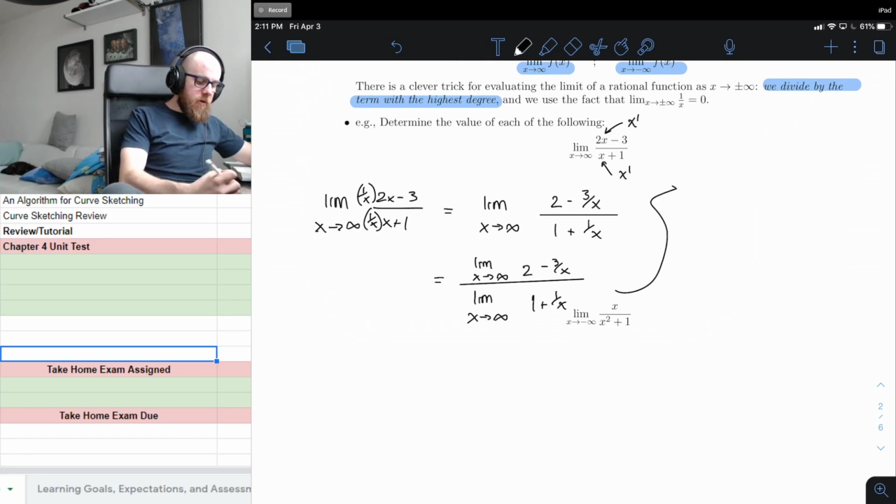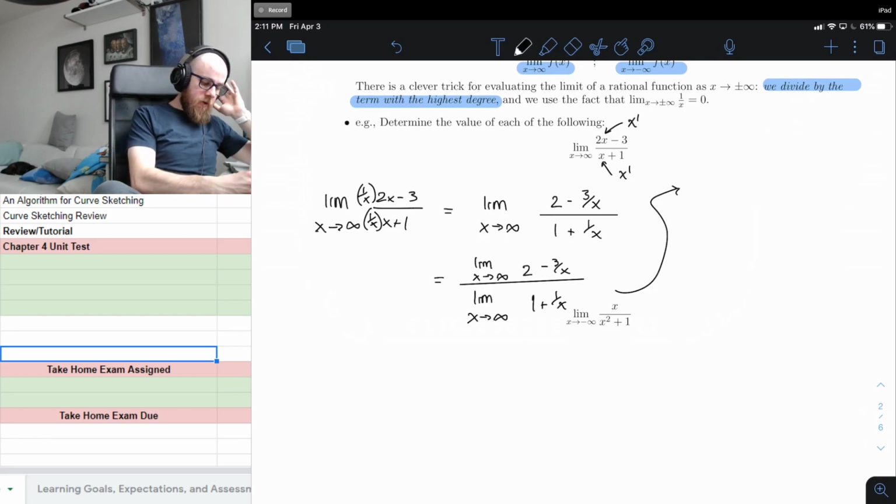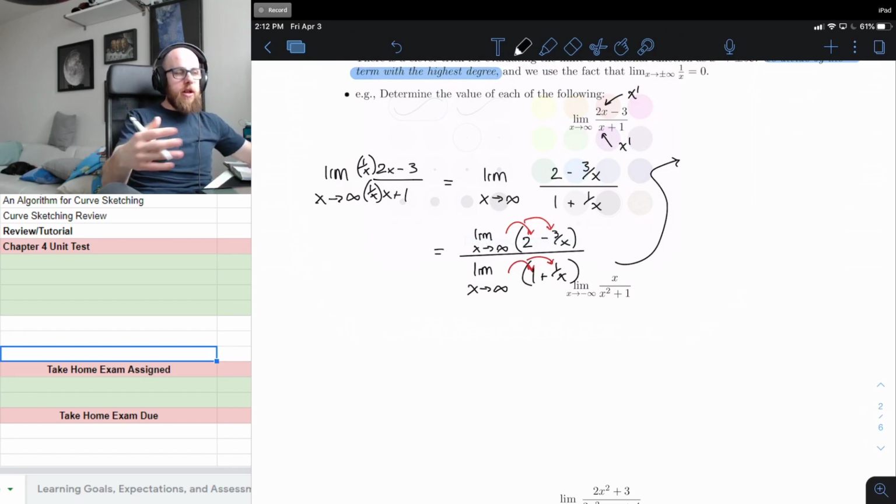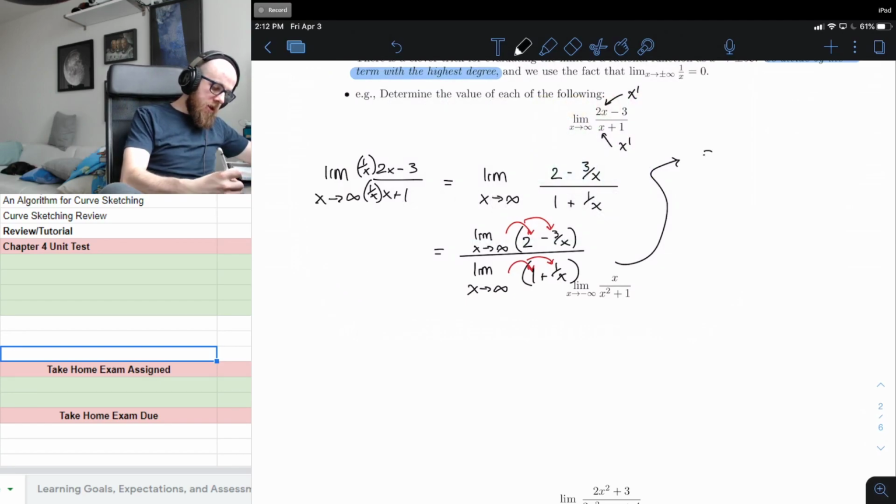Our limit properties. Okay. And then, because I'm taking the limit of the entire numerator and the entire denominator, I can imagine taking the limit of each piece separately, right? And if you notice here, I'll end up with the limit as x approaches infinity of 2, well, that's the limit of a constant. That's just going to be 2, right? So this thing is going to equal 2 minus the limit as x approaches infinity of 3 over x, over 1 plus the limit as x approaches infinity of 1 over x.